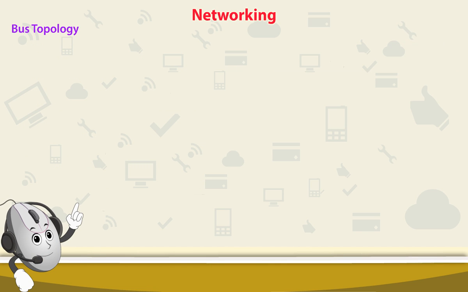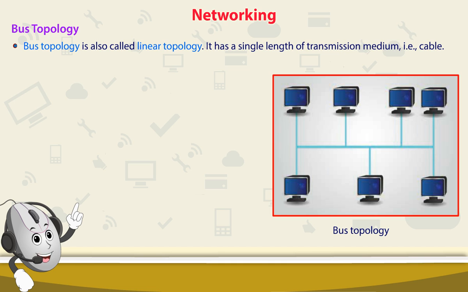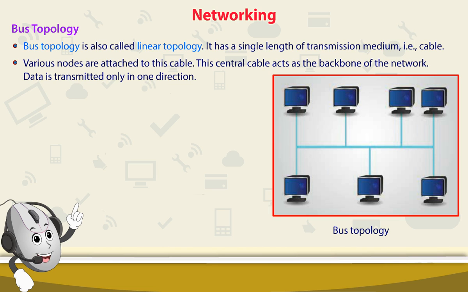Bus topology. Bus topology is also called linear topology. It has a single length of transmission medium, that is, cable. Various nodes are attached to this cable. This central cable acts as the backbone of the network. Data is transmitted only in one direction.